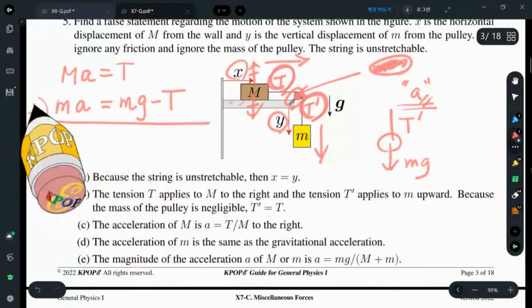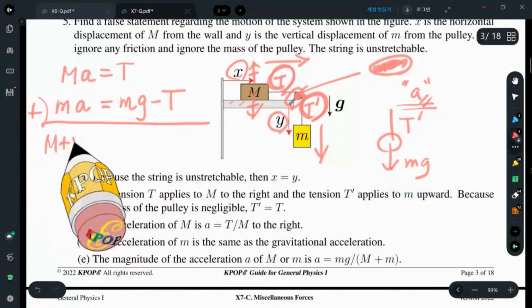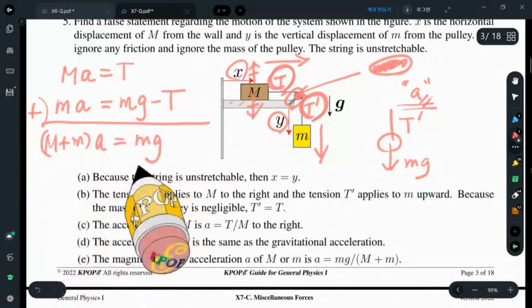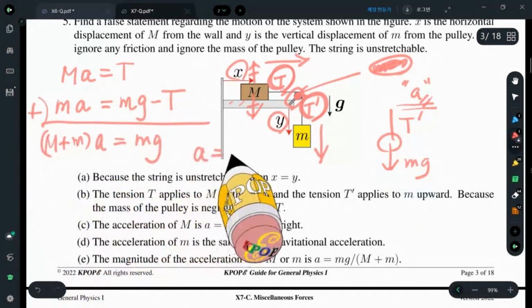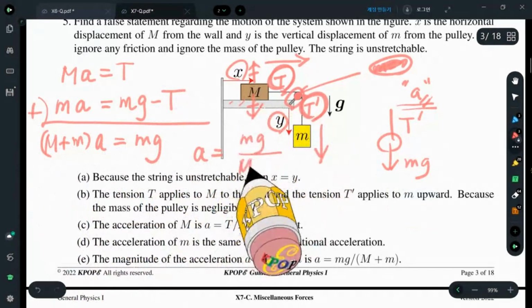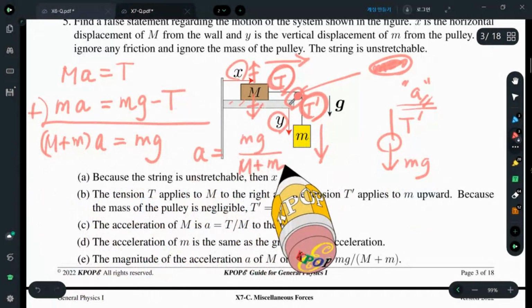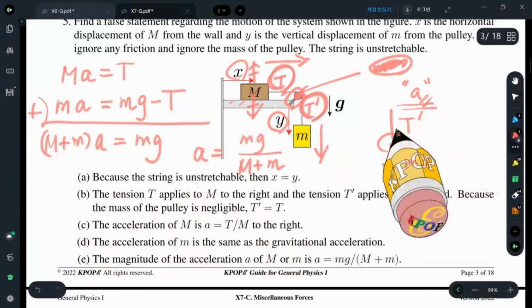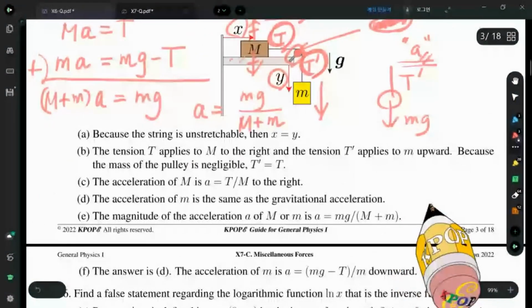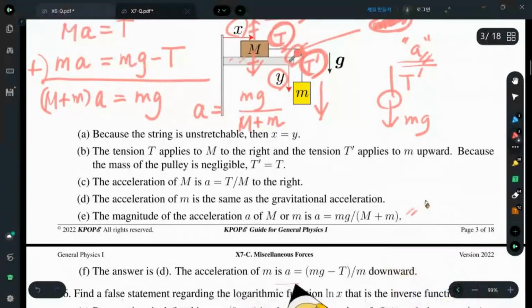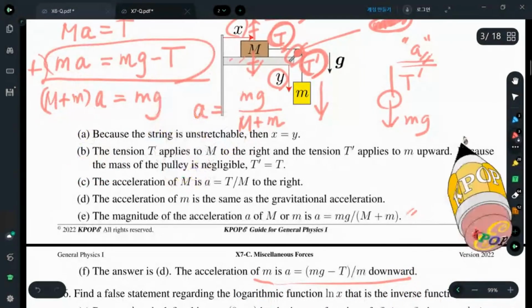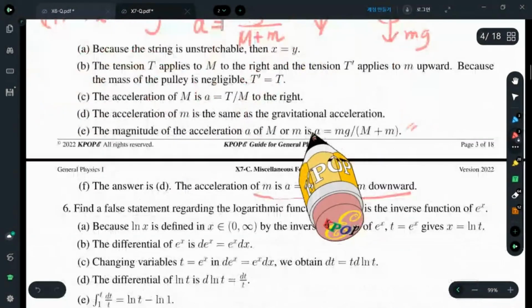So if I sum these two, M plus m, A equals mg. So the acceleration of the whole object is mg over M plus m, something like that. So there's a mistake in it, so we have to consider this.